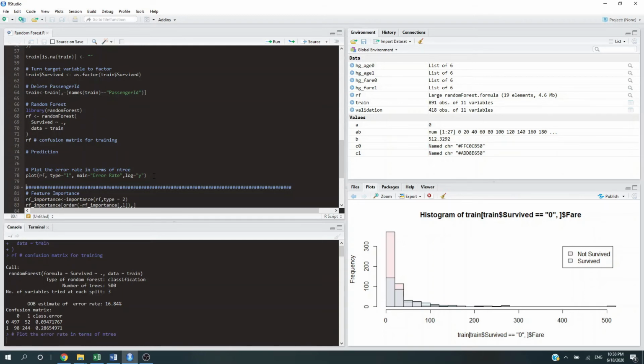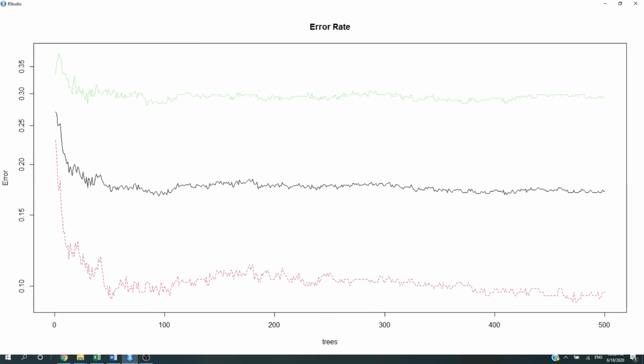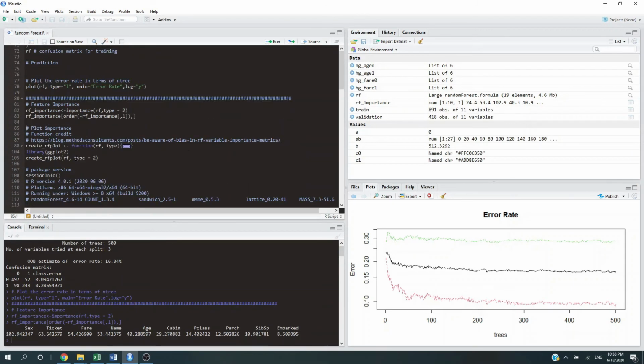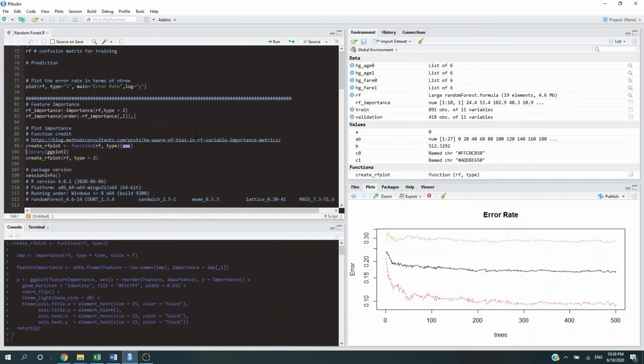Now let's plot the error rate. As we can see, after 100 trees, the error rate pretty much stabilized at about 16-17%. Alright, last but not least, let's plot the feature importance using a little customized function, which I will not go into detail here.